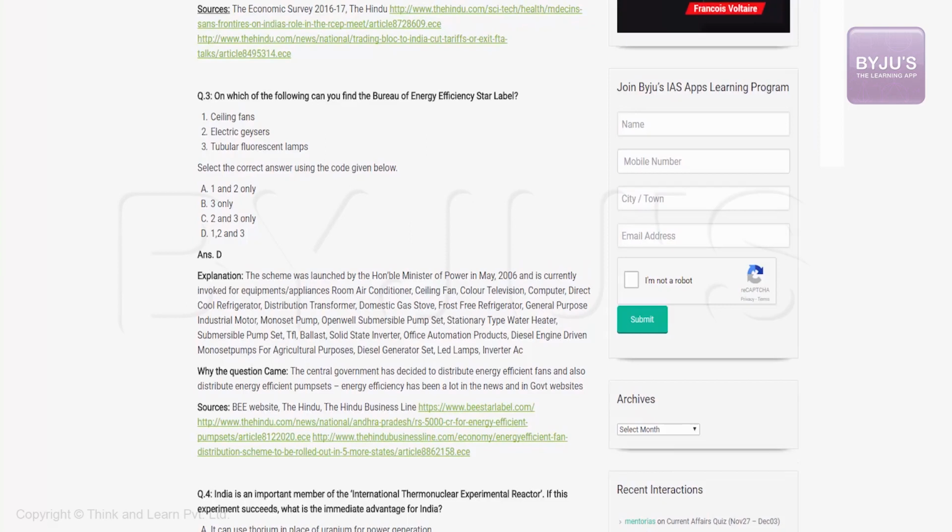India is an important member of International Thermonuclear Experimental Reactor. Now here the key word is experimental, something experimental happening. Now if this experiment succeeds, what is the immediate advantage for India is the question. Now experiment has to be something new. Now if you look at the options, satellite navigation has no connection, right? Now, if you know this question well, it would be a category B question or a category A question, depending on how well you know it. If you have even studied about thermonuclear experimental reactor, it's a category A question. Okay, it's ideally a category A question for you because it's a very, very straightforward question. But if it's a category B question for you, you can still get the answer right.